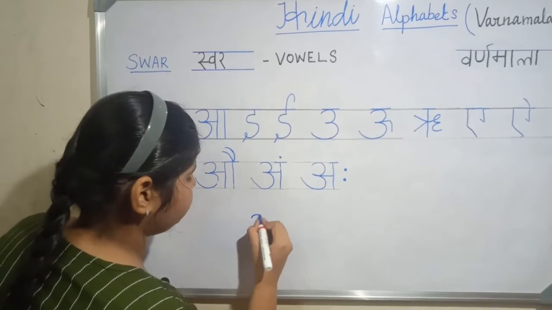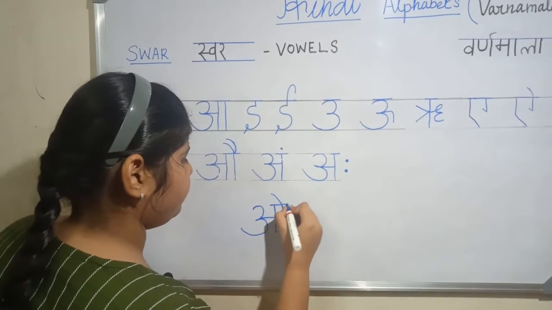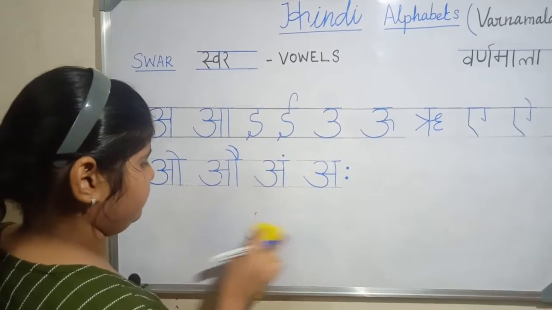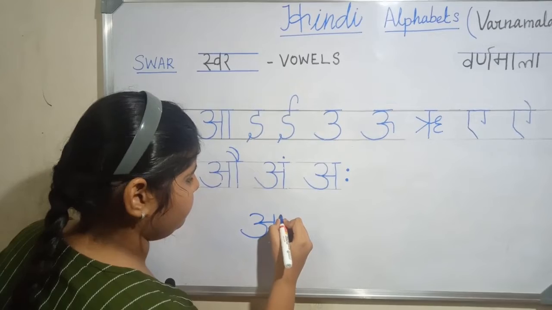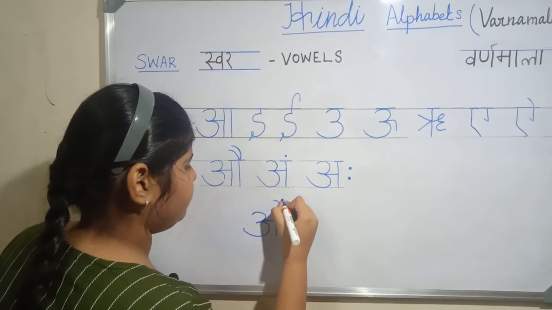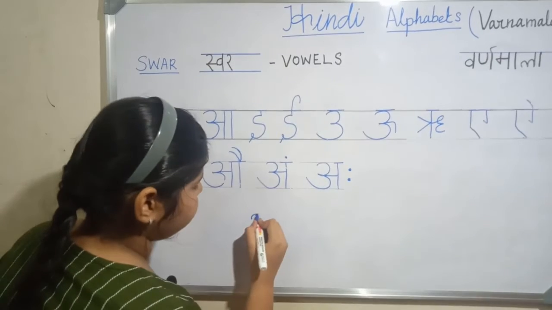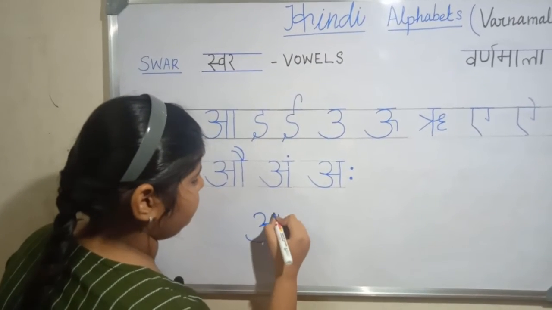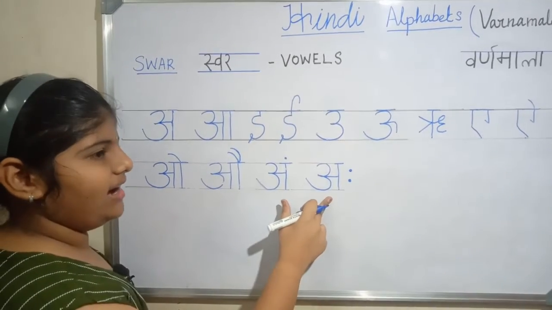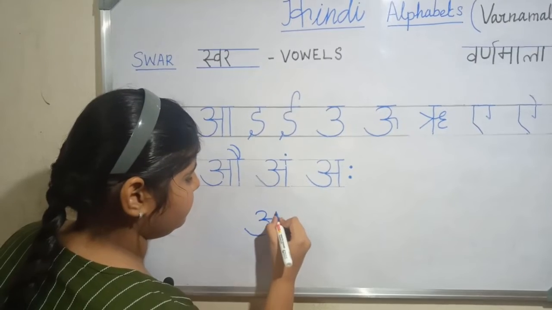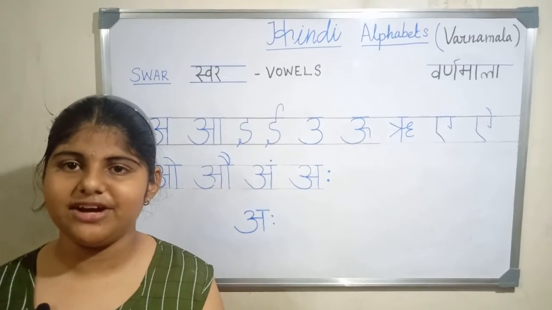O. This is O. Au. This is Au. This is Aha. Hope you friends you all understood this word in Hindi alphabets.